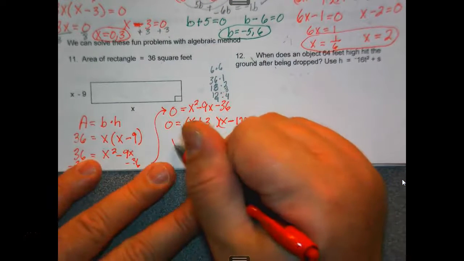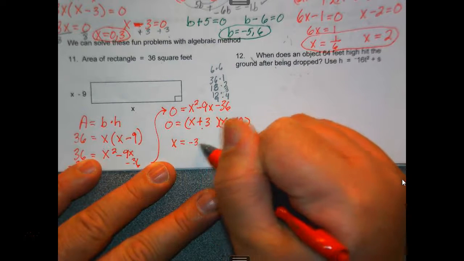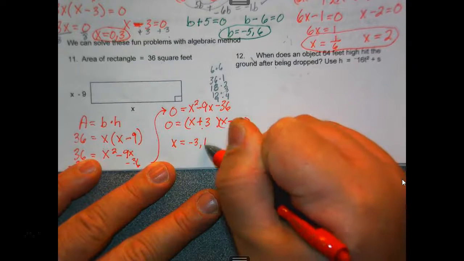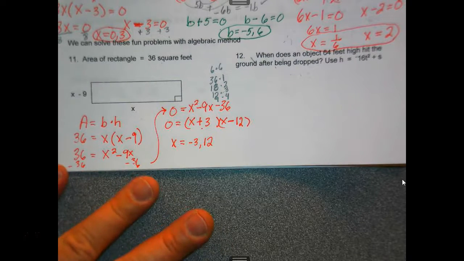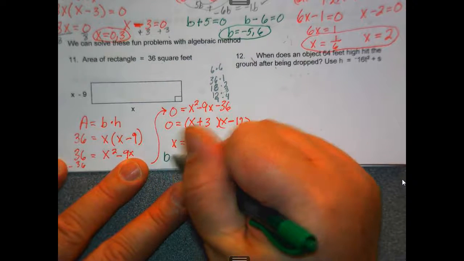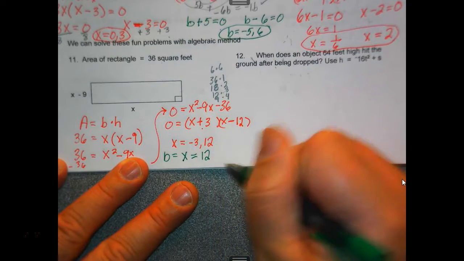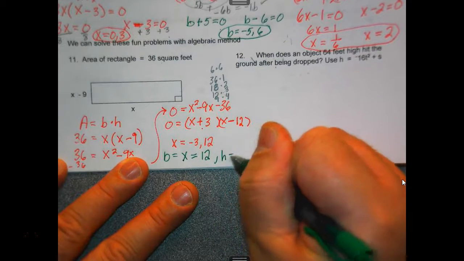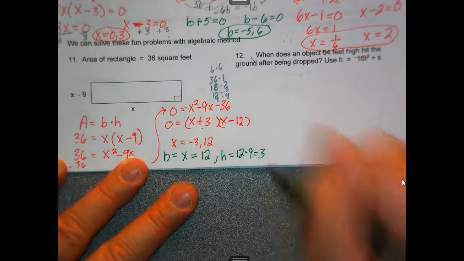So x equals what? Negative 3? And x is going to equal, which one do we care about? Well, we're doing a dimensional problem, so what does it have to be? It has to be positive, right? So what's my base? It is x, 12. My height is 12 minus 9, or 3.